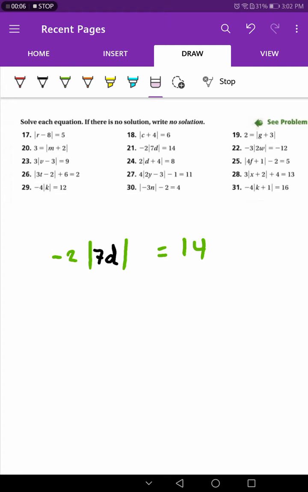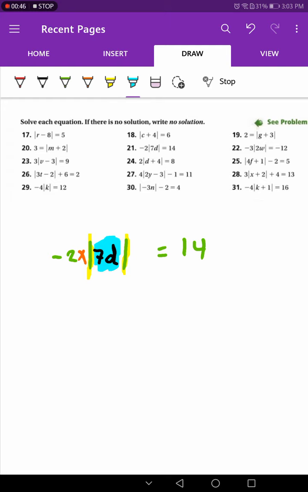Our mission today is to solve absolute value equations, lesson 3-7, page 211, question number 21, which is negative 2 multiplied by the absolute value of 7d equals 14. Now, my dear students, as you know, to solve an equation you have to make the variable alone. You see the variable is locked inside the absolute value bars, and you cannot break them until you eliminate everything around them.